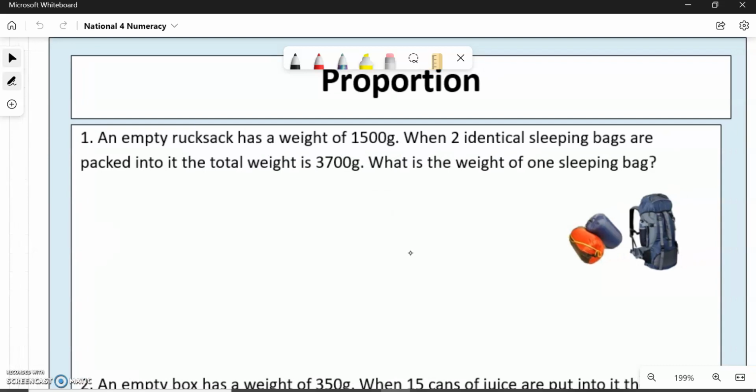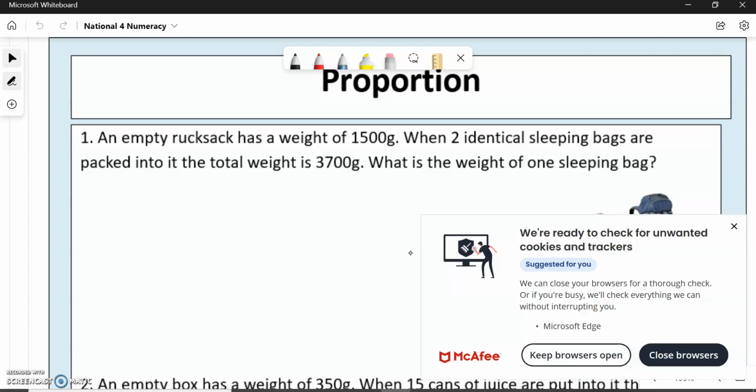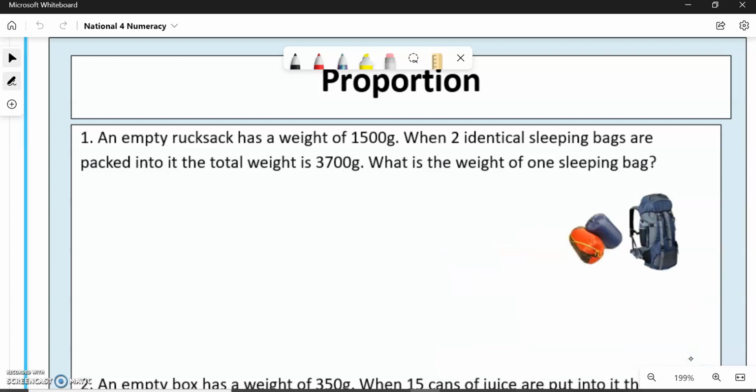Okay, an empty rucksack has a weight of 1,500 grams. When two identical sleeping bags are packed into it, the total weight is 3,700 grams. What is the weight of one sleeping bag? Okay, so there's a lot of stuff going on here.